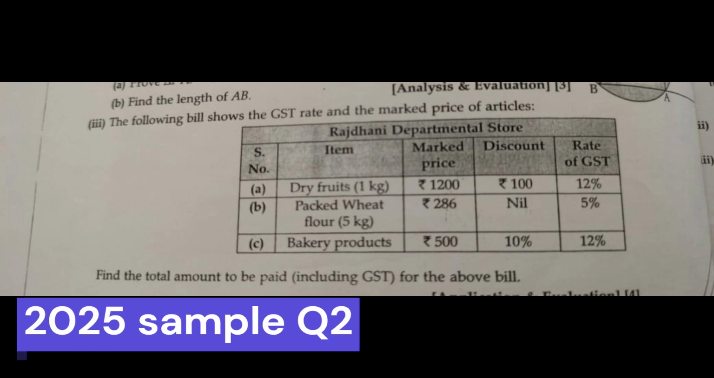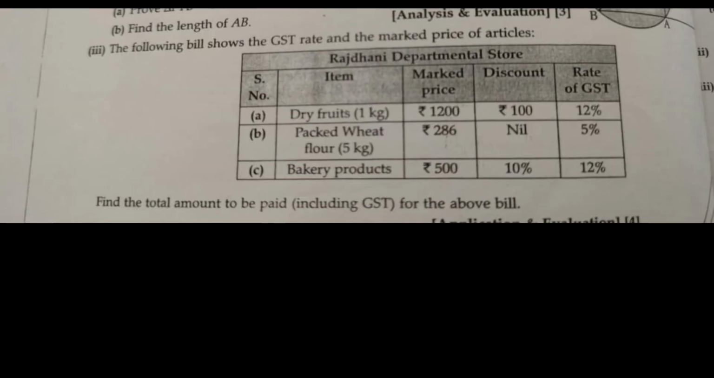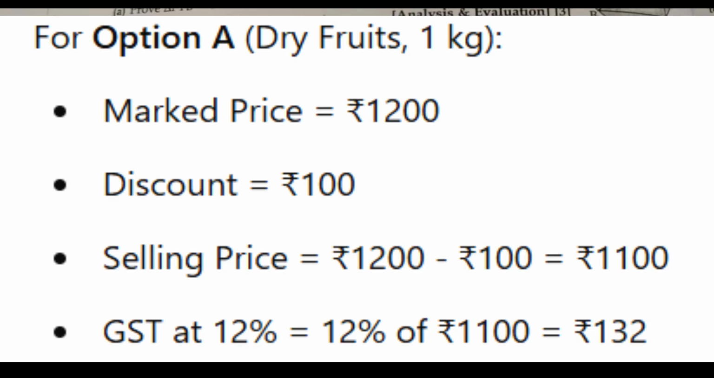Pause the video and try solving this question. Then, let's go through the solution together. Now, let's calculate the total amount to be paid, including GST. For option A, dry fruits, 1 kilogram. Marked price is equal to 1200 rupees. Discount is equal to 100 rupees. Selling price is equal to 1200 minus 100 is equal to 1100 rupees. GST at 12% equals 12% of 1100 rupees is equal to 132 rupees.